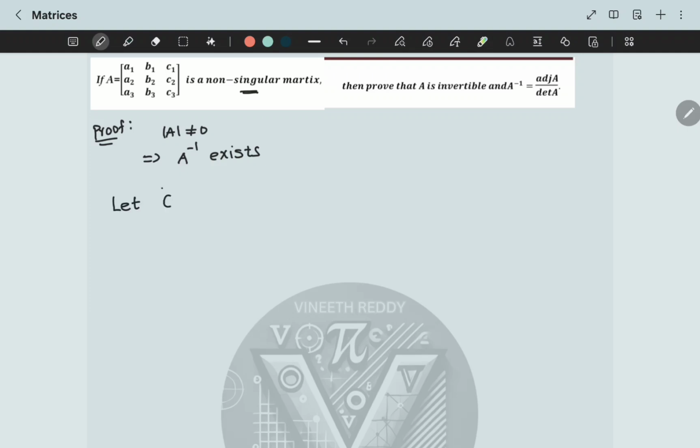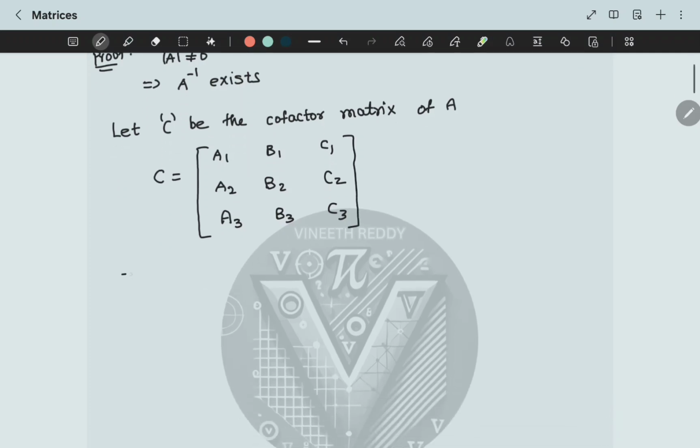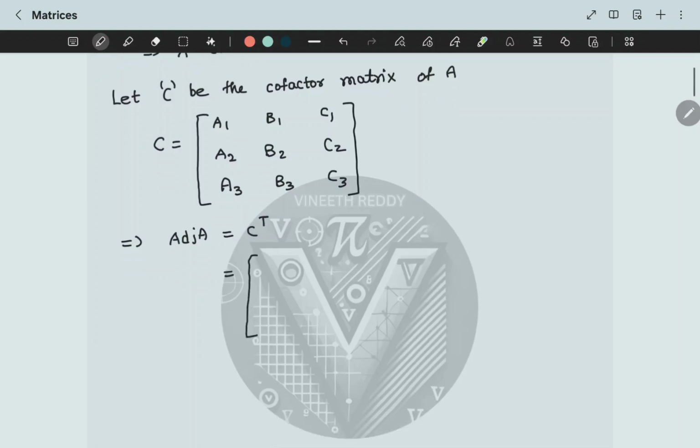So let C be the cofactor matrix of A, where C is equal to, let me write it as A1, B1, C1, A2, B2, C2, A3, B3, C3. Hope you understood this. Now, what does adjoint of A mean? Adjoint of A is nothing but transpose of C, right? What does transpose mean? We will interchange the rows with the columns.